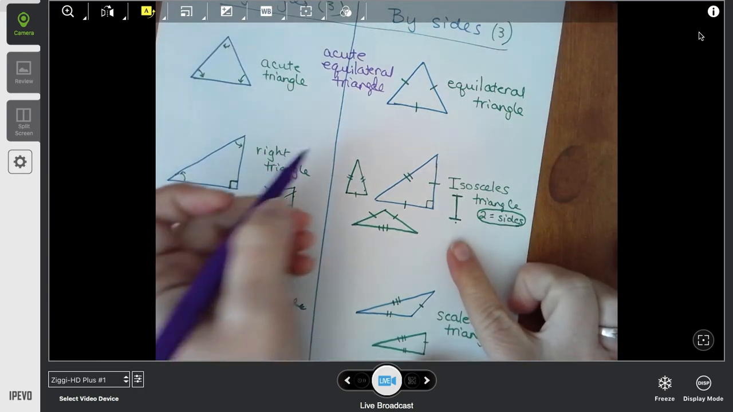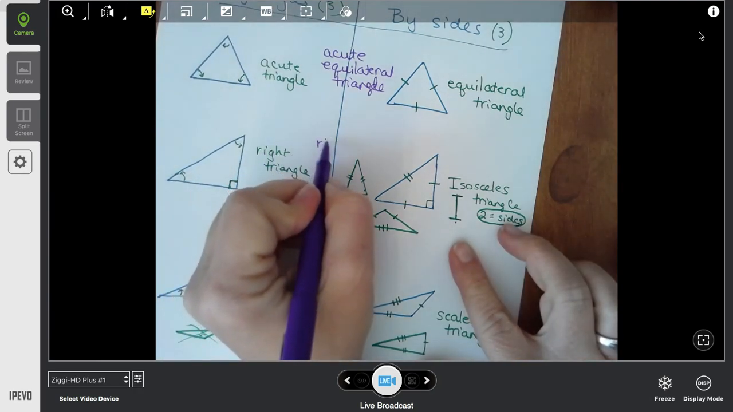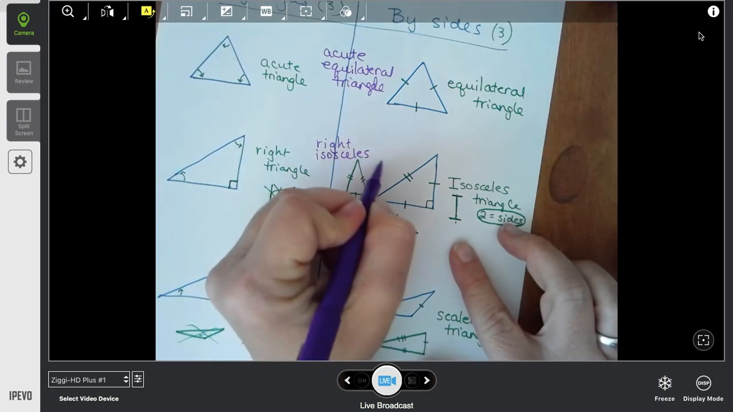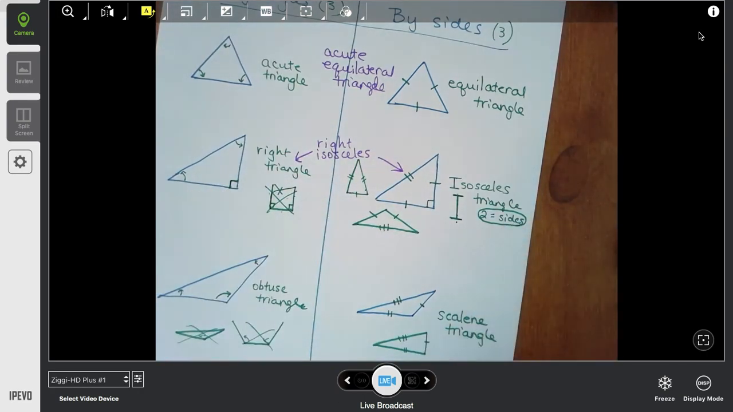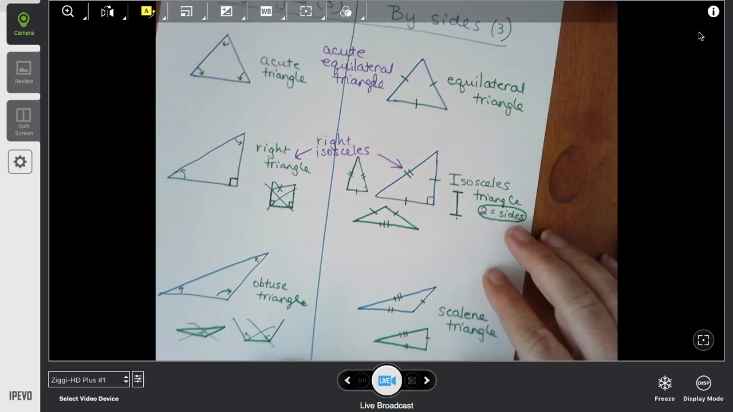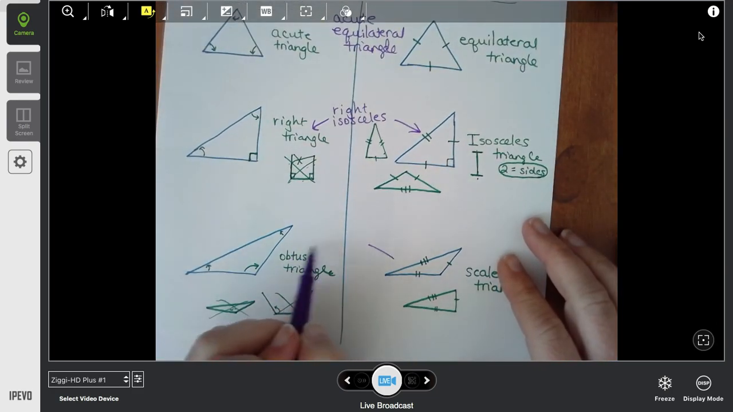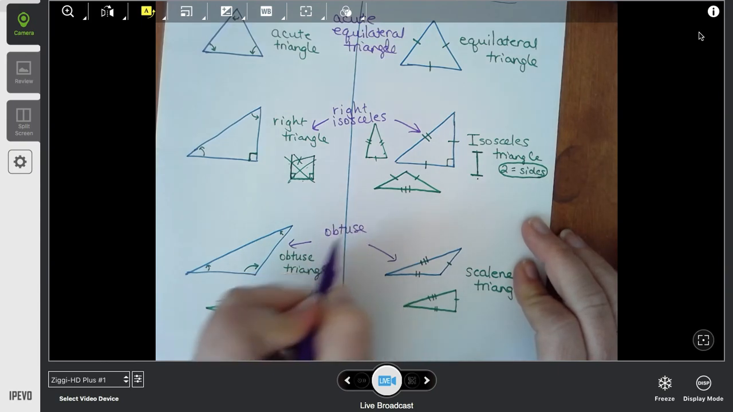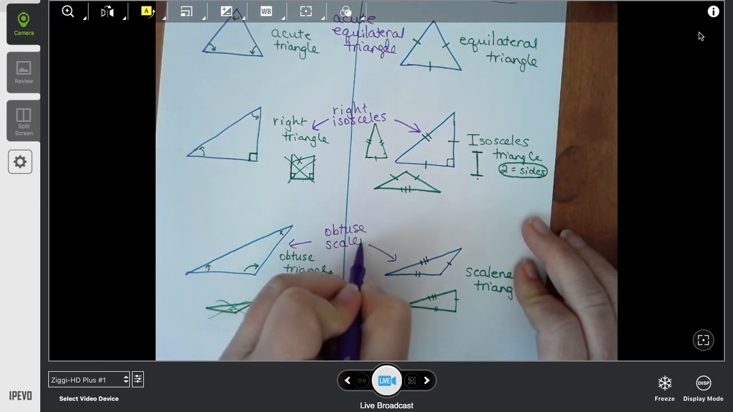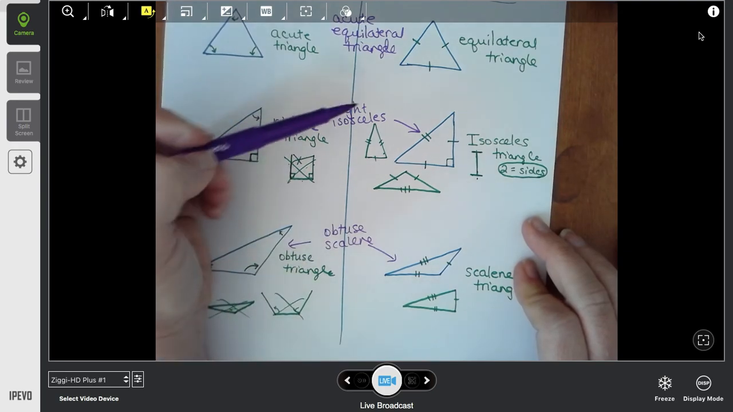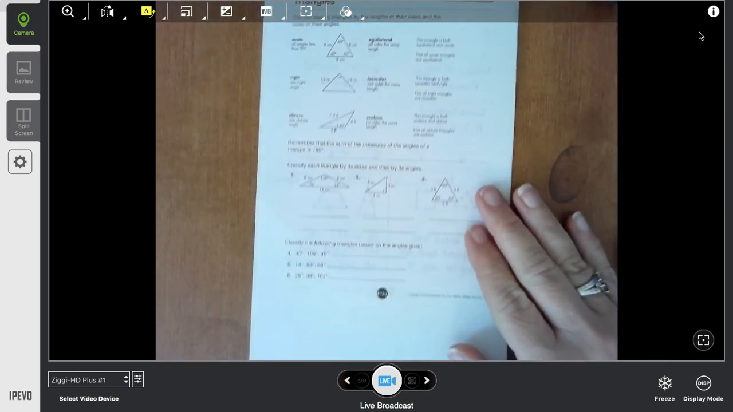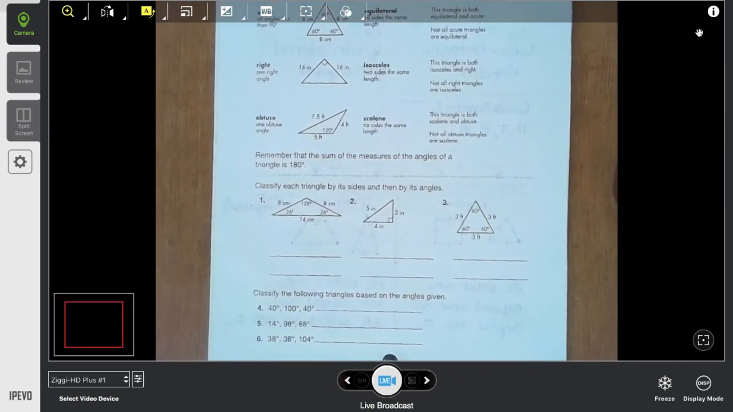This here is a right isosceles triangle. There and there, because it's a right angle and it's an isosceles. And these bottom triangles here are obtuse scalene. First name, last name, first name, last name, first name, last name. All right, so let's take a look at how it breaks it down here, okay? Just a little bit smaller.